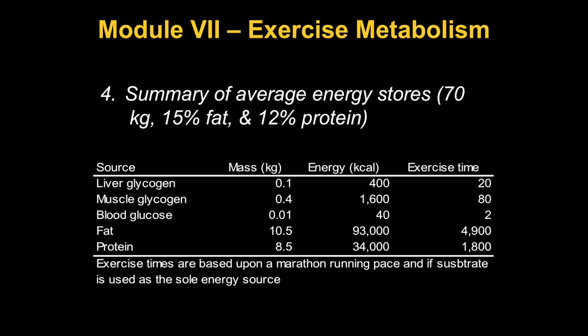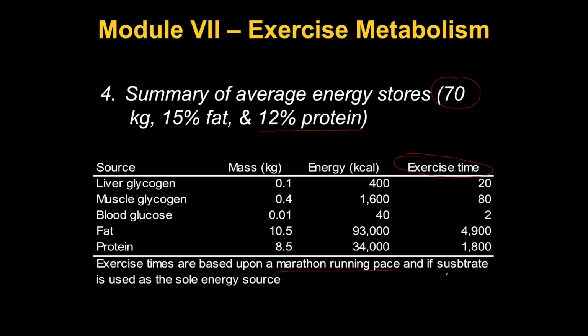Here's just a summary table that shows you, particularly in this last column here, the exercise time in minutes that we could get out of each of the stored substrates that we have in the human body. And again, this is a model that we've seen before. It's a 70 kilogram male that is 15% body fat and contains about 12% body protein. The exercise time that you're seeing in this last column is at a marathon running pace.